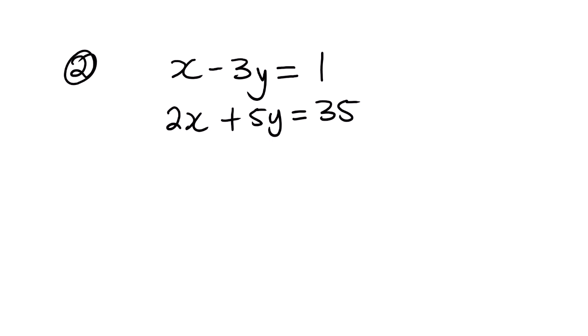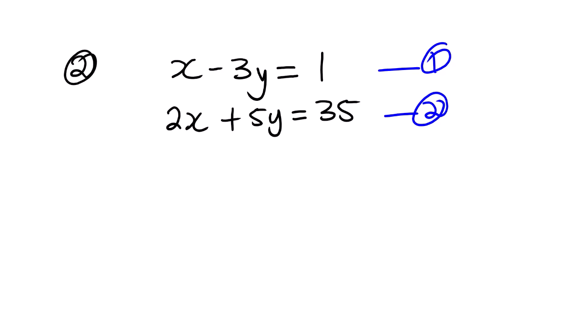Our second example, x minus 3y is equals to 1, 2x plus 5y is equals to 35. So this is equation 1, equation 2. Again, we are going to go for equation 1 because you can see that we have our variable x with coefficient 1. Remember, you can pause the video, work out the question, and play the video to verify your answer.